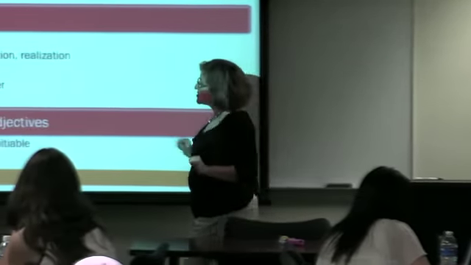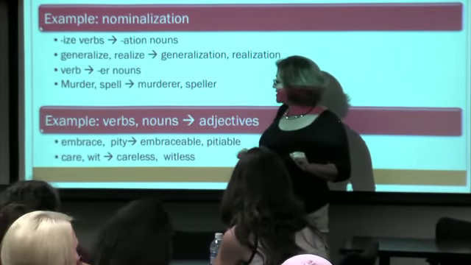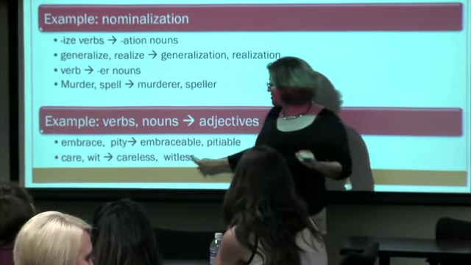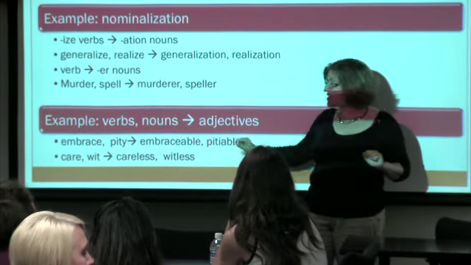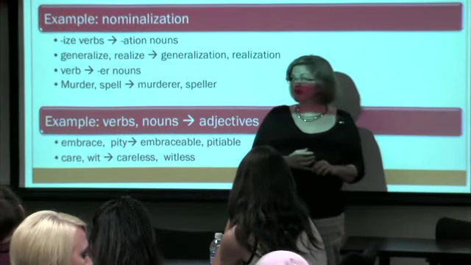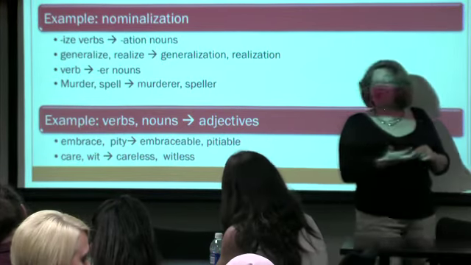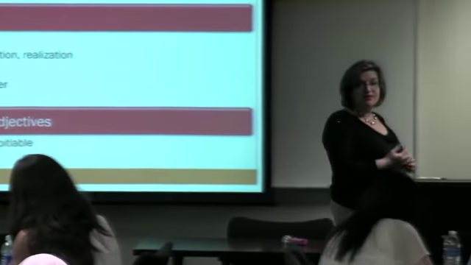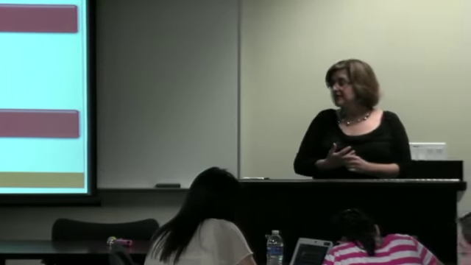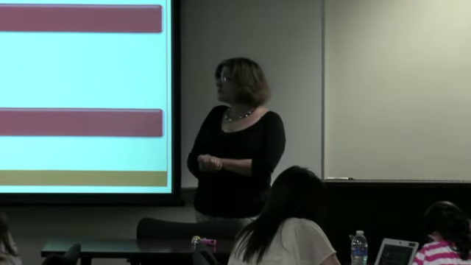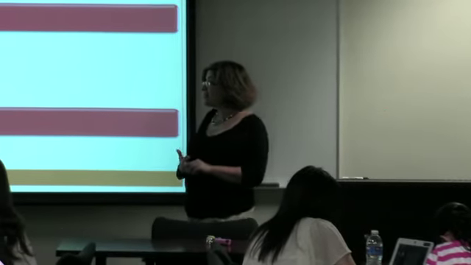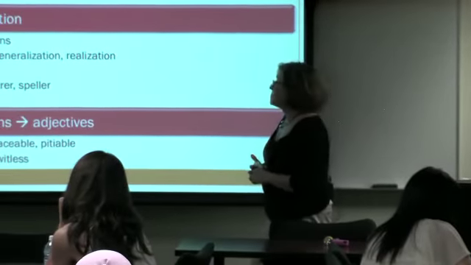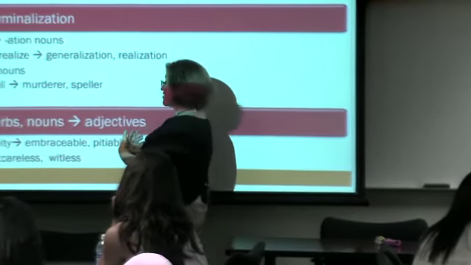So let's look at some of the ones that change verbs and nouns into adjectives. Embrace, embraceable. Pity, pitiable. What does the -able mean? Love, lovable. Detestable. It means that person embodies whatever that word is that you're using to describe them. Yeah, that you can do that to the person.